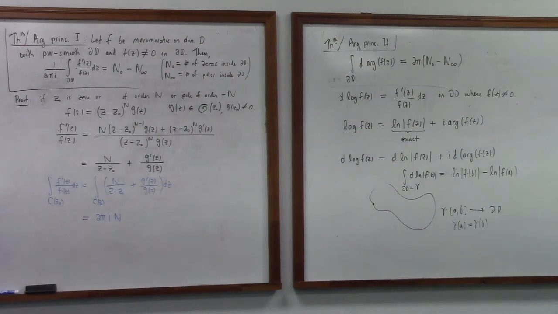Example 8.1.0.5 on page 163. Here we have f of z equal to z cubed plus 1. All right. And I'll let gamma of t equal z naught plus r e to the it for r greater than 0, 0 less than or equal to t less than or equal to 2 pi.